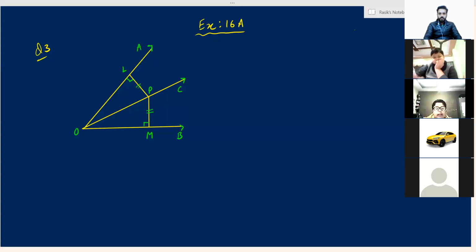Your voice was not coming. I'm saying that the two triangles are congruent by the rule RHS. Only this much. Okay, so let's see how to write it in the copy. Angle PLO equals angle PMO. Reason in the bracket: 90 degrees each.